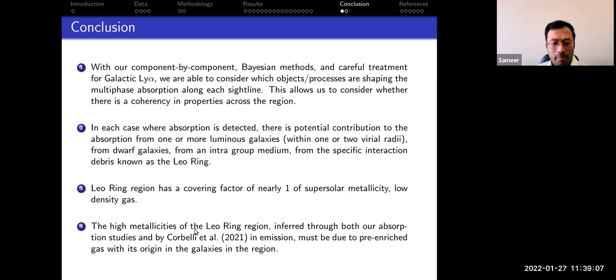The high metallicities that we infer from our absorption studies and by Corbelli et al. in emission suggest that this gas must be pre-enriched with its origin in galaxies in the region, and it cannot be pristine in nature. So it's more likely that the gas that these sightlines are tracing is something that originated in galaxies which contained within them this pre-enriched gas. So yeah, that is the main conclusion of this work.